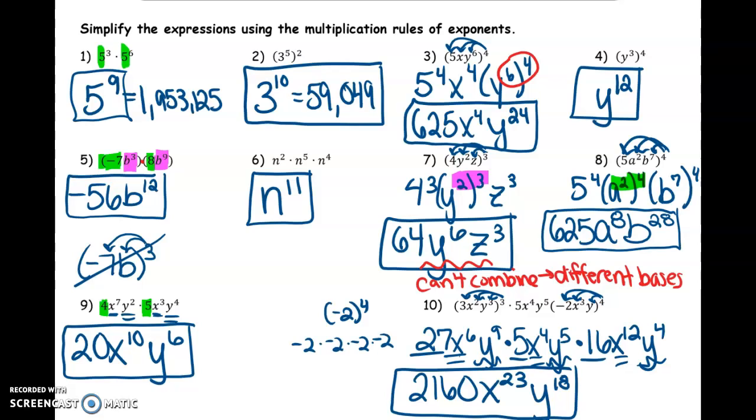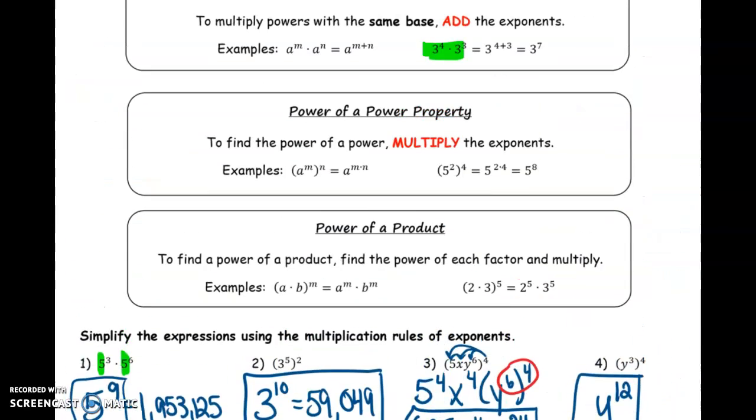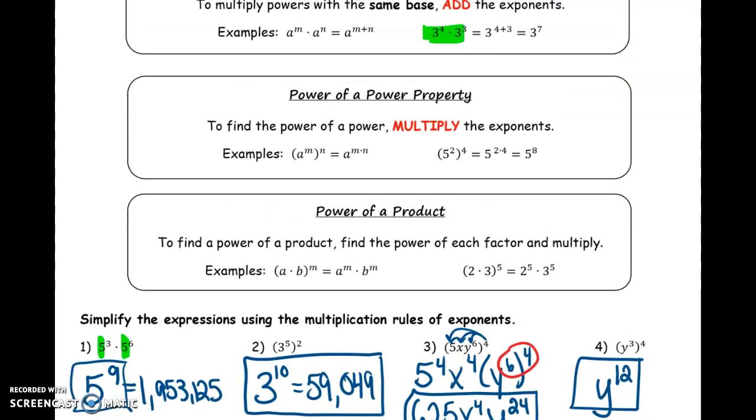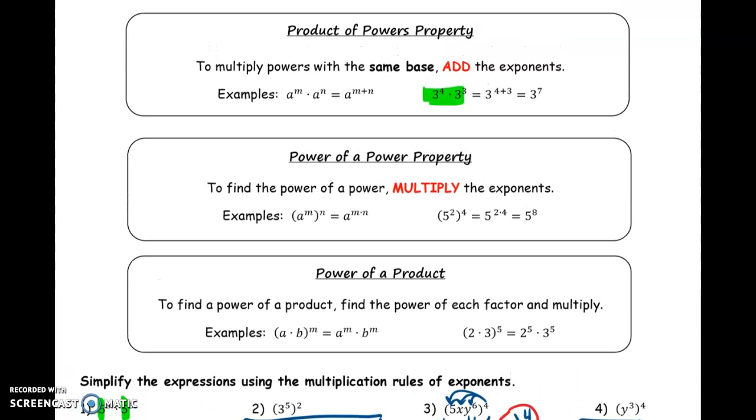So as a summary there, when you're using your properties of exponents: product of powers, multiplying with the same base, add them. When it's a power of a power, they're right next to each other, you multiply. And when you have an exponent on a set of parentheses, you distribute it to each part and then simplify.